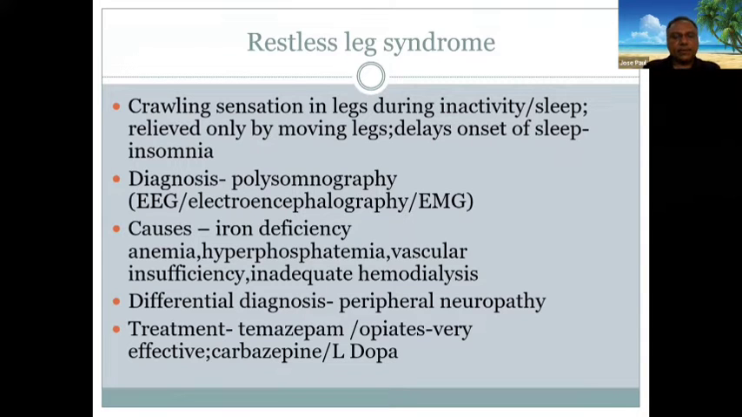And one differential diagnosis is a peripheral neuropathy. Then treatment, opiates are effective. You can use L-dopa or carbamazepine. This is described as a problem primarily in home hemodialysis patients, where the dialysis is often done during the night time.